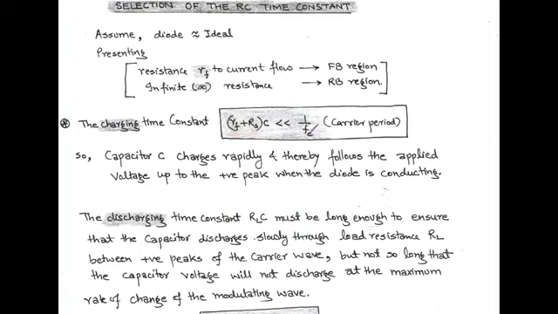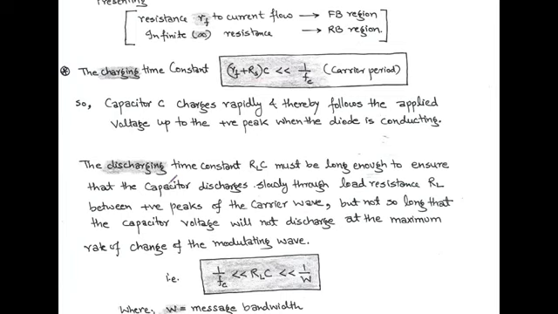and this time constant should be less than the carrier period. Here the carrier period is indicated in terms of carrier frequency, that is 1 upon fc. So when the diode is in the conducting region, the capacitor C charges very rapidly and follows the voltage up to a positive peak. Or we can say that during charging, the time constant should be less than 1 upon fc. And during discharging, the time constant is R_L into C. Here R_L is the load resistance.